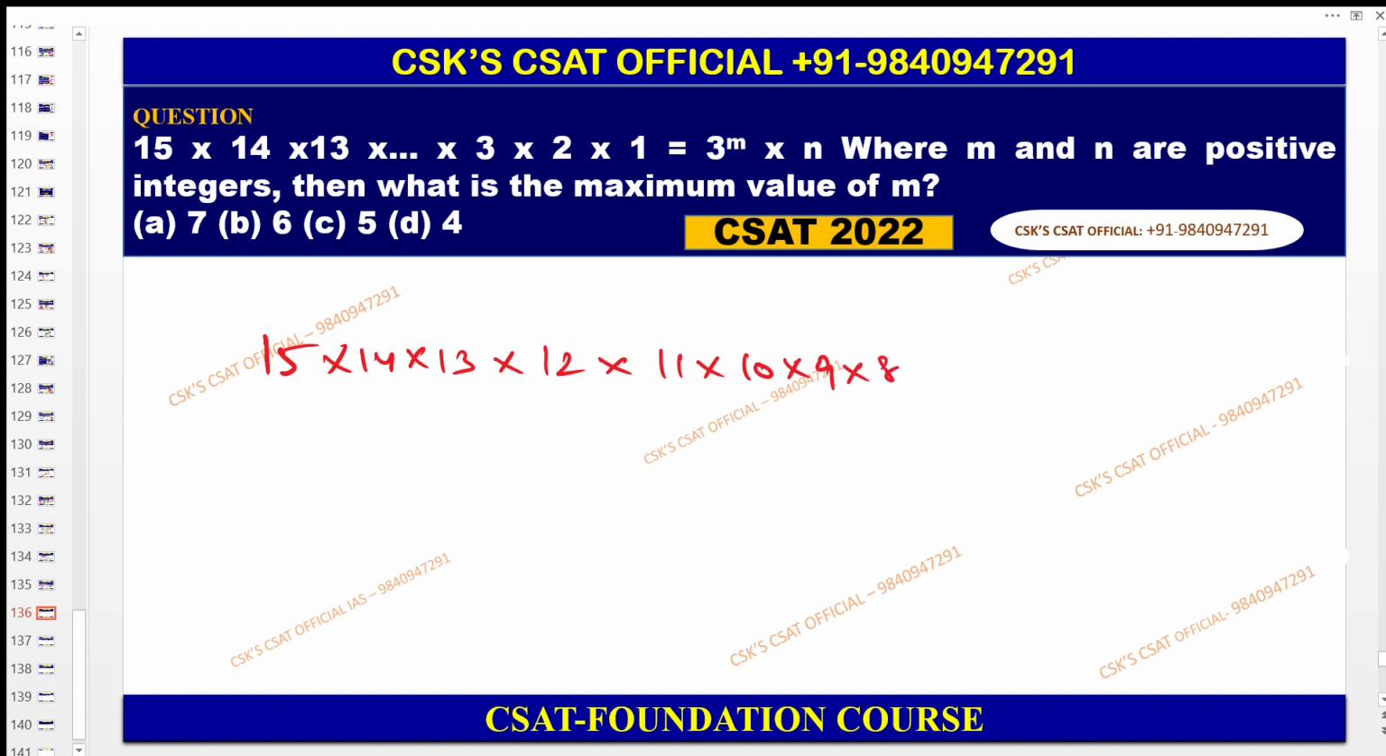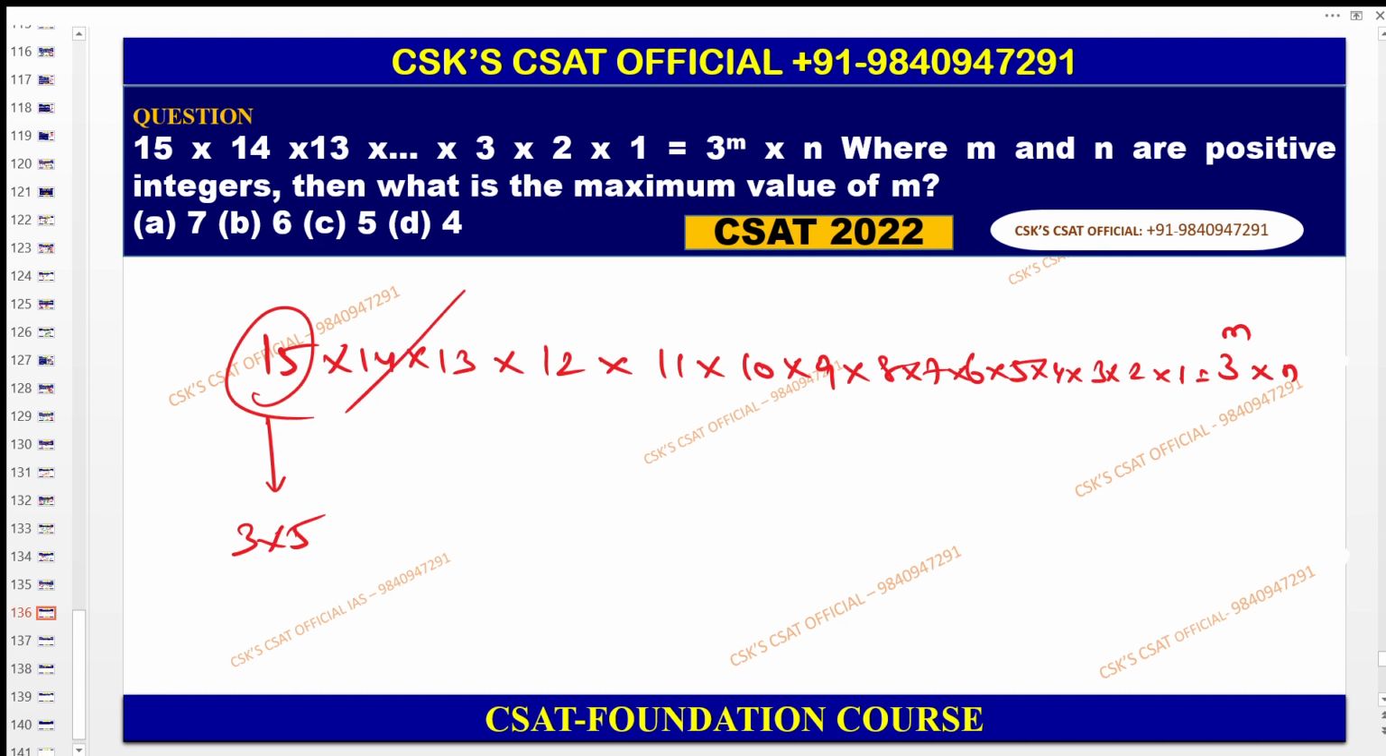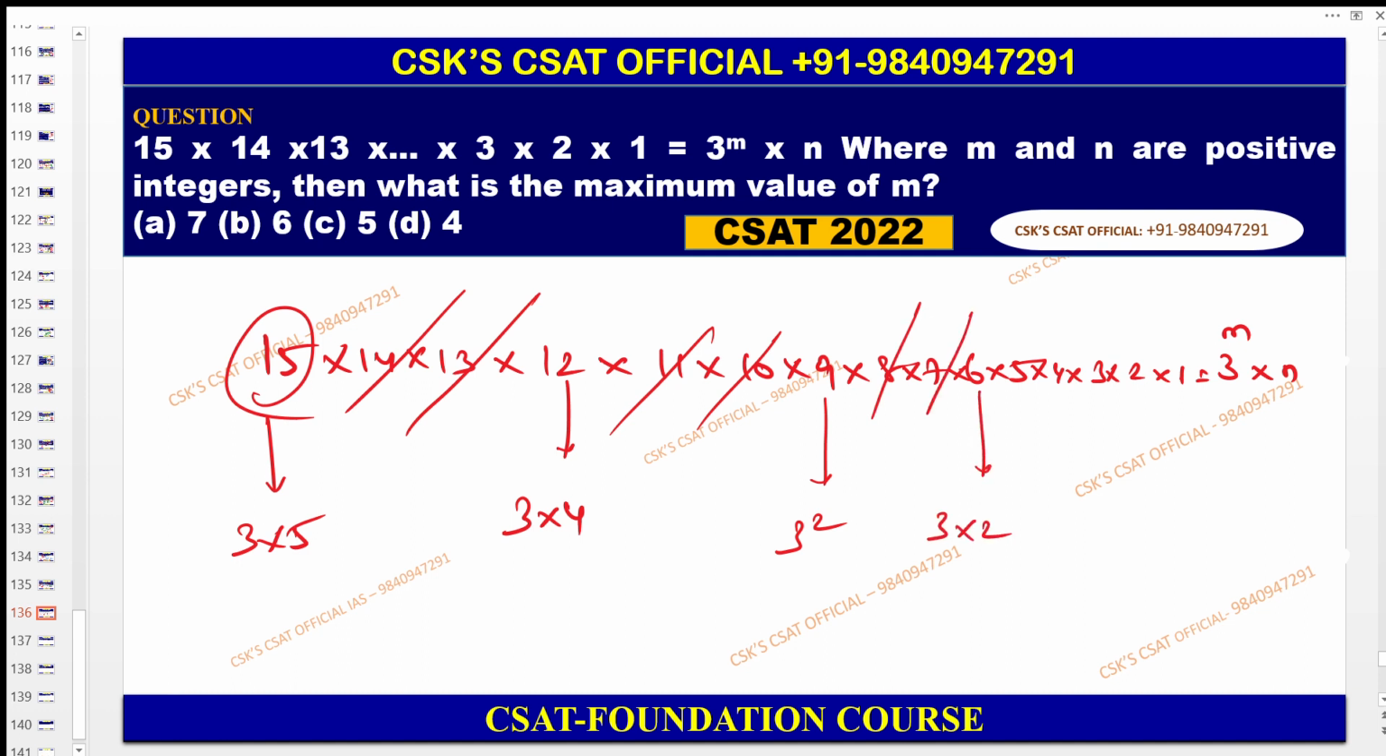So 9, 8, 7, 6, 5, 4, 3, 2, 1. How many 3 powers can be formed here? That's it. Listen carefully. 15 can be 3 into 5, so leave that one. 14, leave that one. This you can take 3 into 4. Leave that one. This you can take 3 square. Leave that one. This you can take 3 into 2. Leave this 2. So therefore 3 power 1.